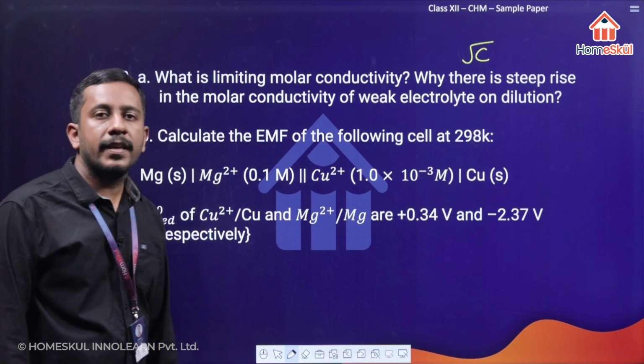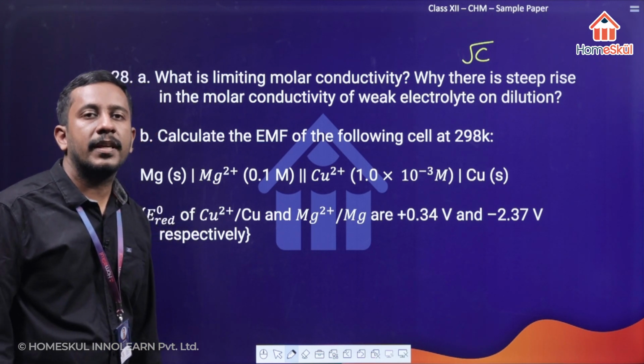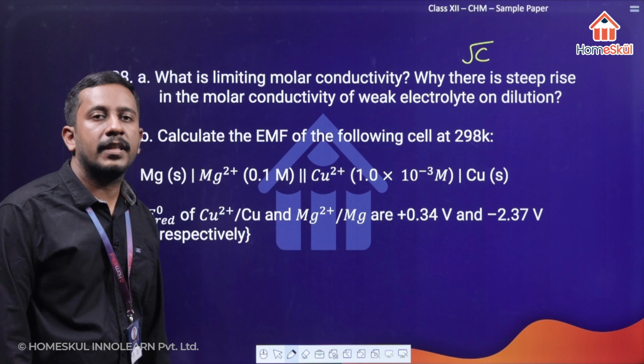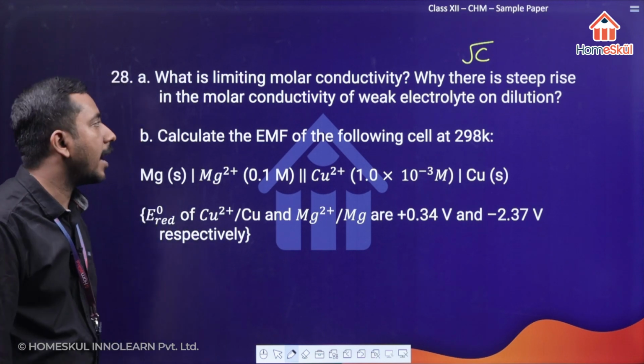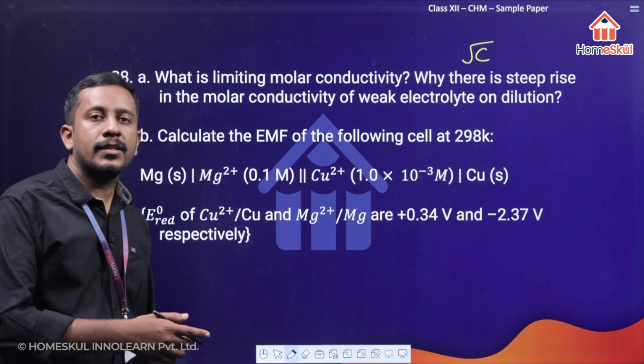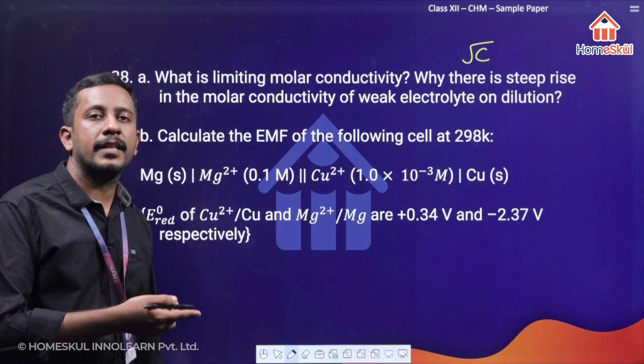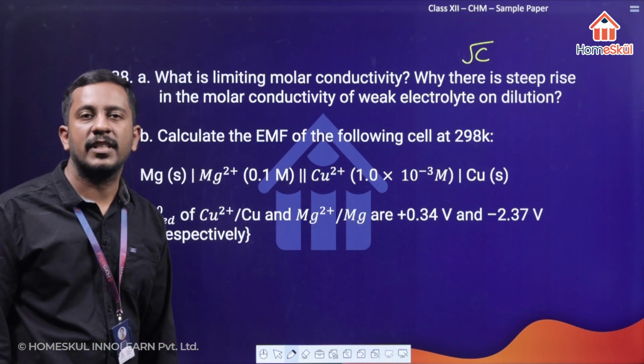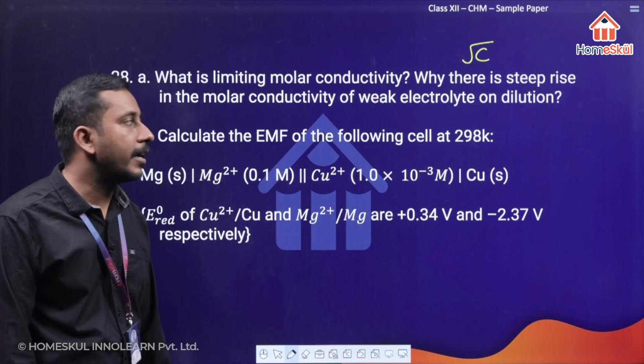Whereas in the case of a weak electrolyte, as we dilute the solution, the increase in conductance or conductivity is due to the increase in ionization of the electrolyte that is taken. So that increase is going to be more significant than in the case of a strong electrolyte, which happens only due to the dilution.